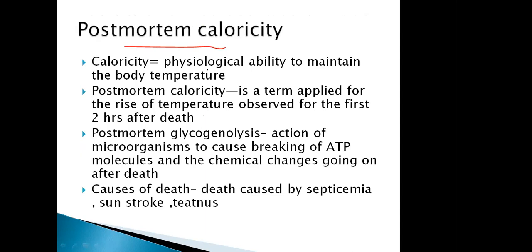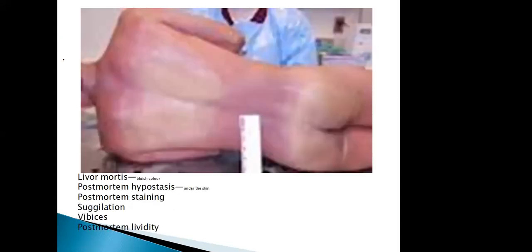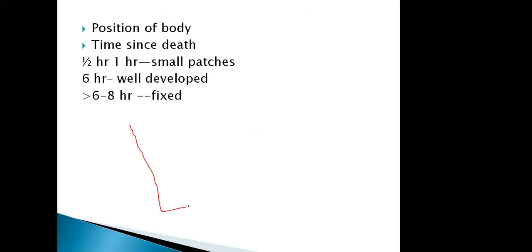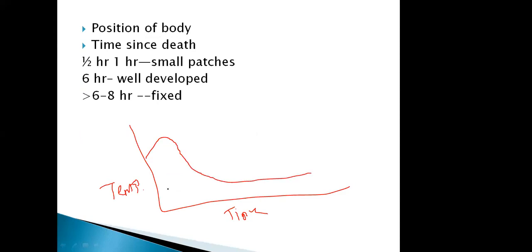So what is caloricity? It is the physiological ability to maintain body temperature. Postmortem caloricity is a term applied for the rise of temperature observed in the first 2 hours after death. So suppose this is a graph. This side implies the time since death. This side implies the temperature. So what is happening? The temperature will fall like this. It is called algor mortis.